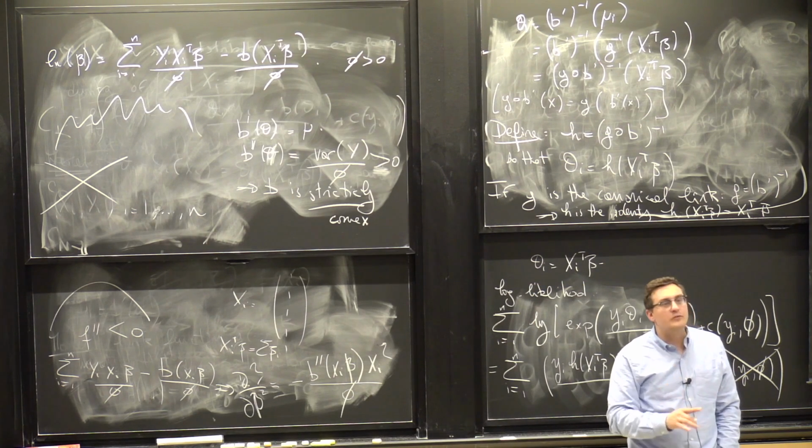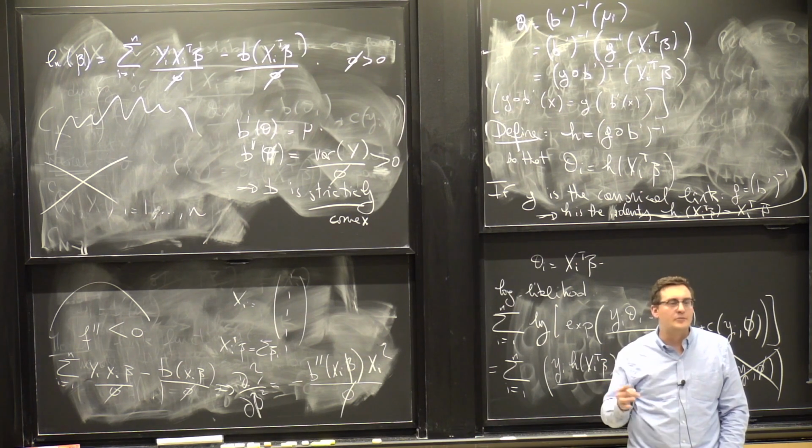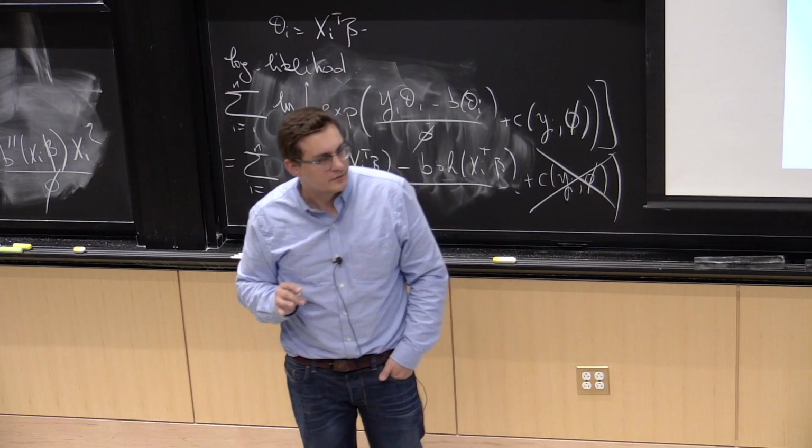That's for one dimension. If I wanted to do this in higher dimensions, I would have to say that the Hessian is a positive definite matrix. And that's maybe a bit beyond what this course is.